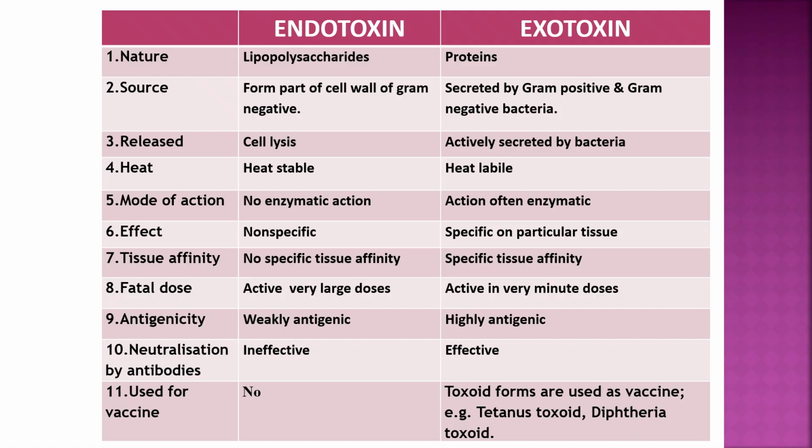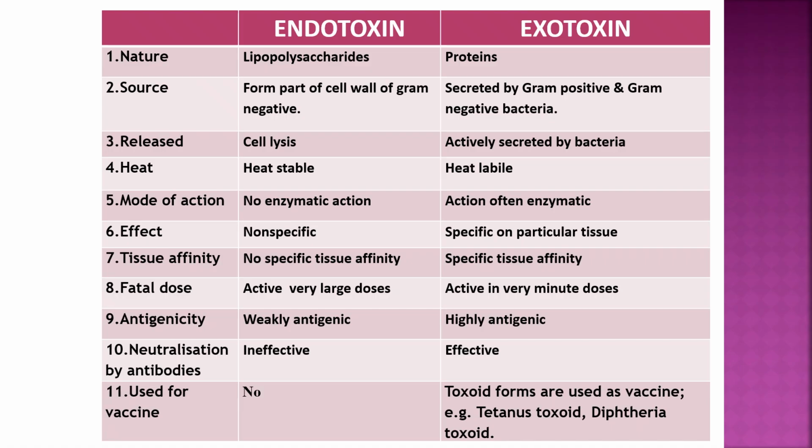So endotoxin, lipopolysaccharide in nature, exotoxin, proteins. The source, endotoxin, form part of cell wall of the gram-negative bacilli, and exotoxin is secreted by gram-positive and gram-negative bacteria. The endotoxin released after cell lysis, exotoxin actively secreted by bacteria. Endotoxin heat stable, exotoxin heat labile. Endotoxin no enzymatic action, exotoxin action often enzymatic.